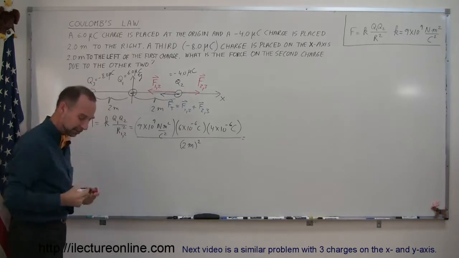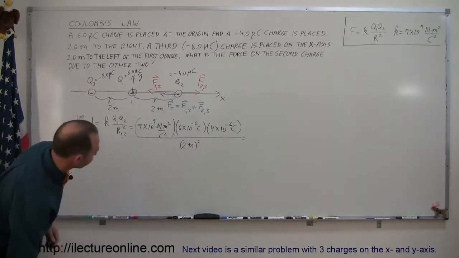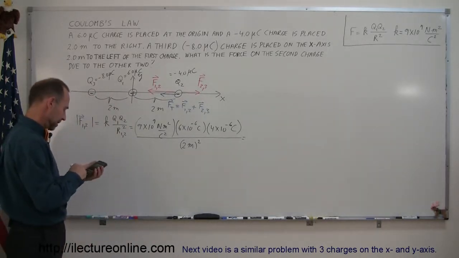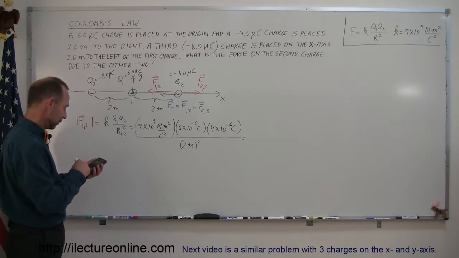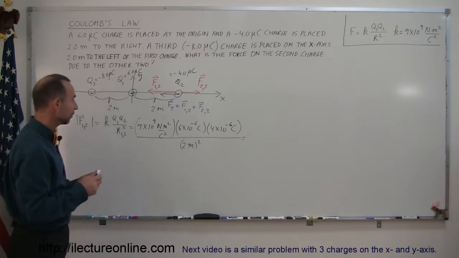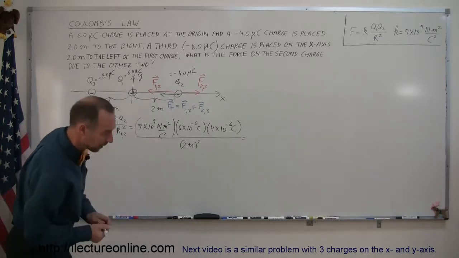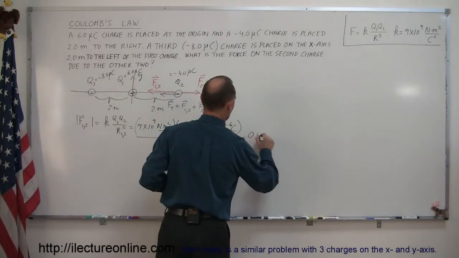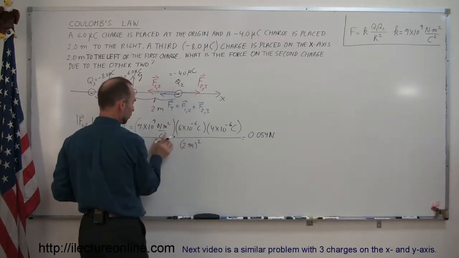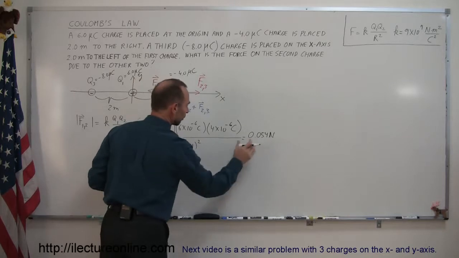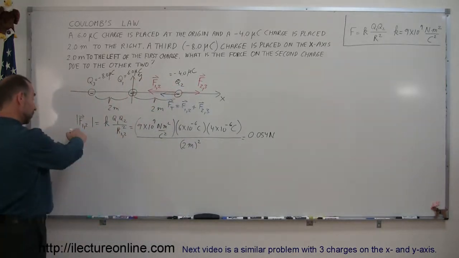And now we grab our calculator to find out what that is. So we have 9 E to the 9th times 6 E minus 6, times 4 E minus 6, and divide the whole thing by 2 squared, which is 4. And so the answer here is 0.054 newtons. Again, the meter squared cancels out with the meter squared, the Coulomb squared cancels out with the Coulomb squared, and we're just simply left with newtons, which is good because we're looking for a force.